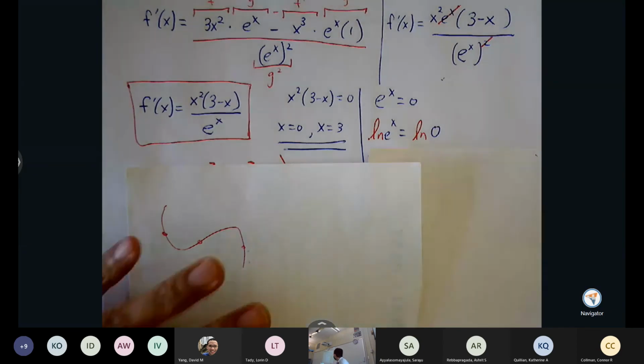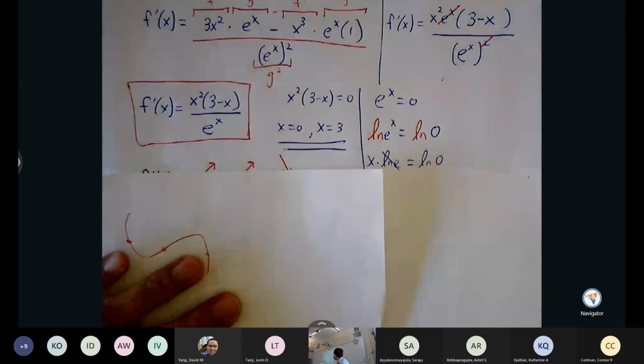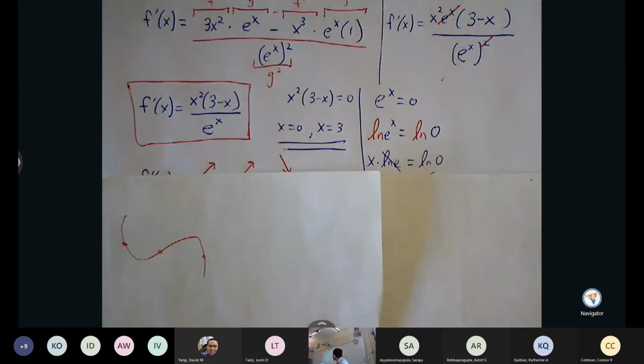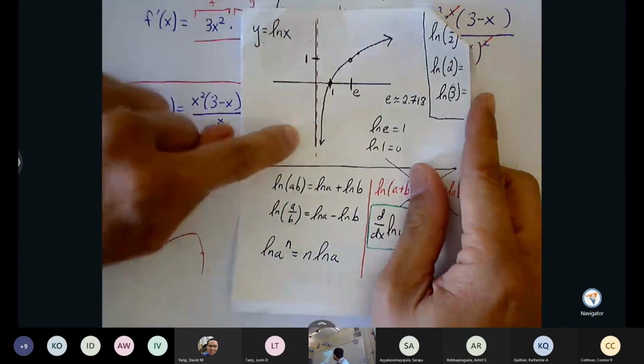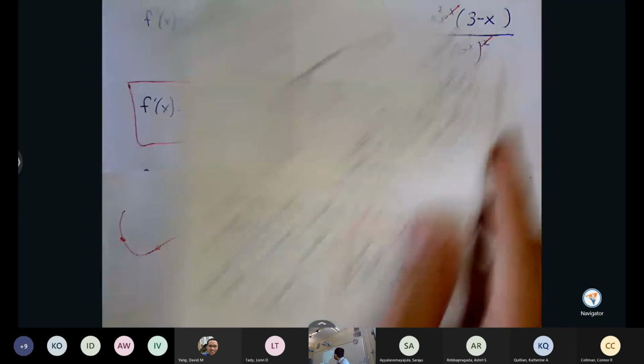The x comes down. That's fine. But what do you notice on the right side? Natural log of 0. It's undefined, right? You can plug it in the calculator and see that it will give you undefined. Or you can think about the graph. The natural log graph has an asymptote at 0, so natural log of 0 doesn't exist.